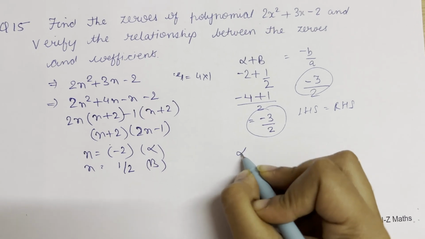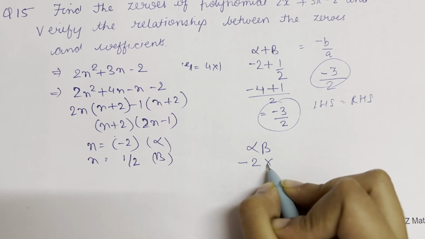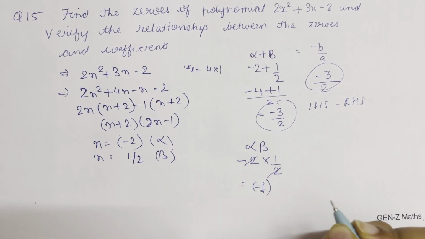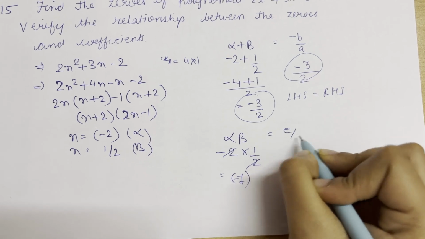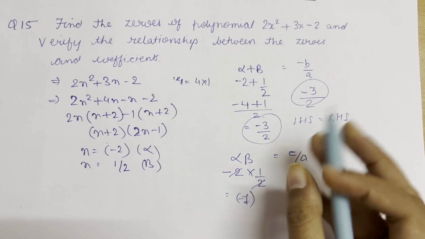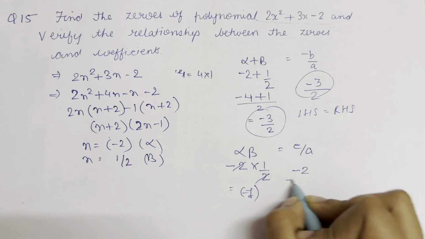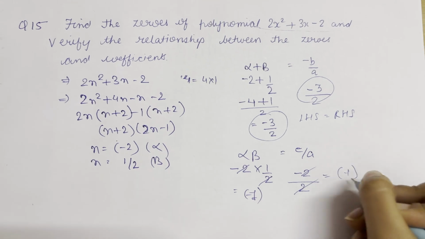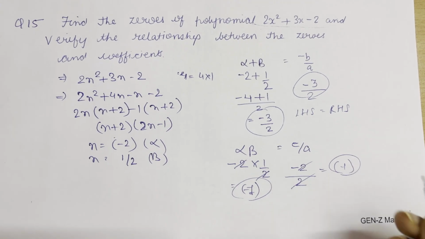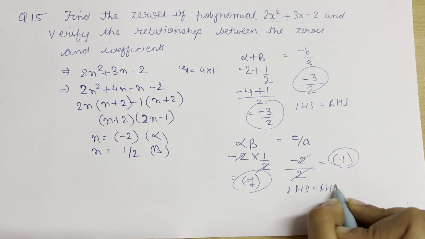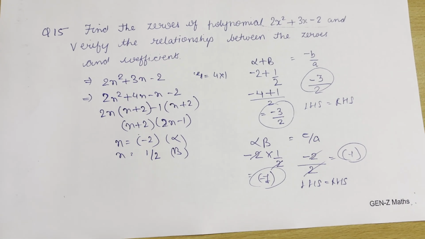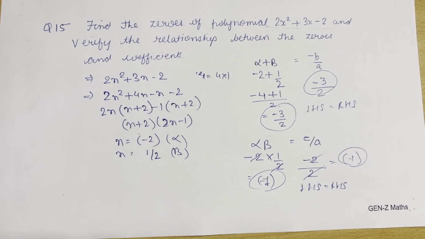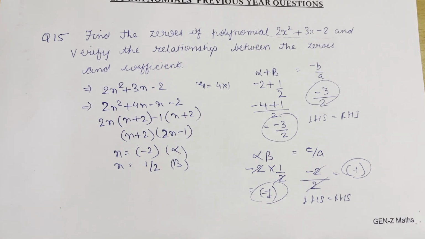The similar can be done with the product of zeros. Minus 2 into 1 by 2. 2 got cancelled by 2 and we got minus 1. And this value should be equals to c by a. If I put the value from the quadratic polynomial, I got c as minus 2 and a as 2. So on cancelling it, I got minus 1. So minus 1 is equals to minus 1. LHS is equals to RHS, hence this also being verified. So this type of questions are very easy and you can easily solve it. So let's solve two or three more questions of the similar type.